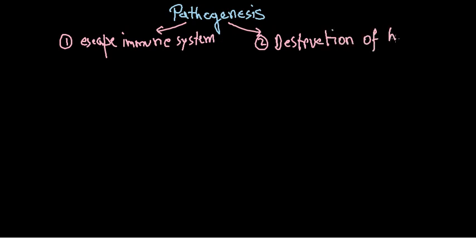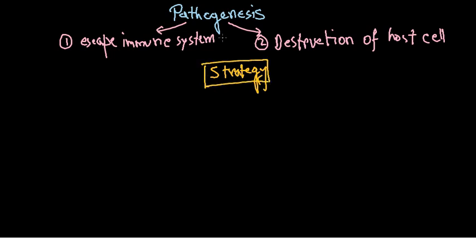These are the two important strategies for the pathogenesis of virtually all bacterial cells. In Listeria infection, they manage to use only one strategy, a master strategy. This one strategy fulfills both criteria at the same time: escaping the immune system and destroying the host cell.